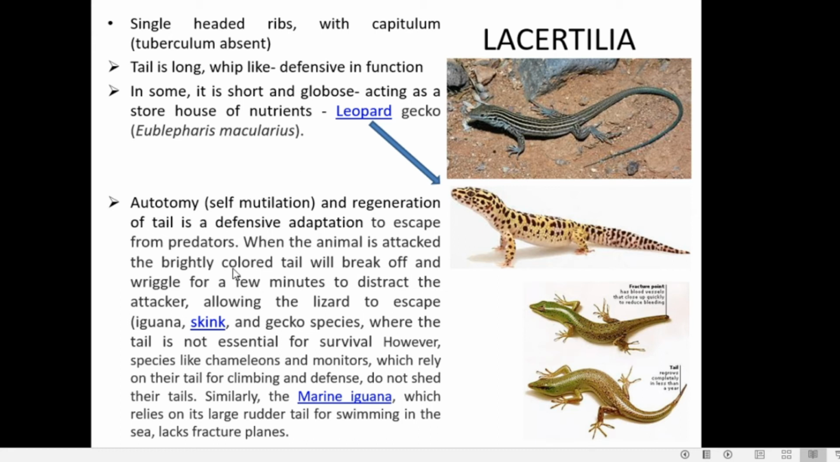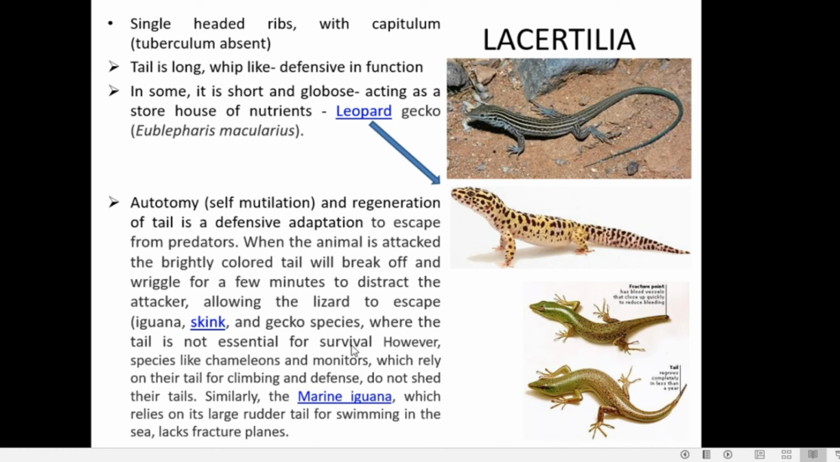One of the most important features seen in the tail of lizards is autotomy or self mutilation or caudal autotomy. Auto means by own and tomy is cutting. So, they are able to cut their tail when attacked, and their brightly colored tails will break off and this tail will wriggle for a few minutes, and this will distract the enemy or the attacker, and by this time the lizard is able to escape. This is called self mutilation or self cutting or autotomy, and this is shown by certain lizards like iguana, skink, the wall lizard or gecko species, etc.